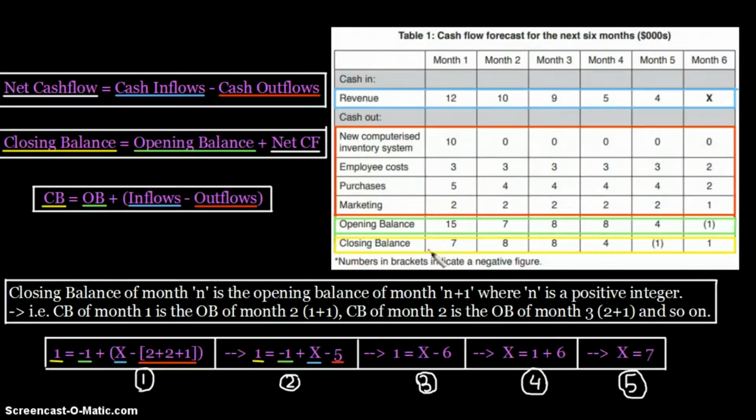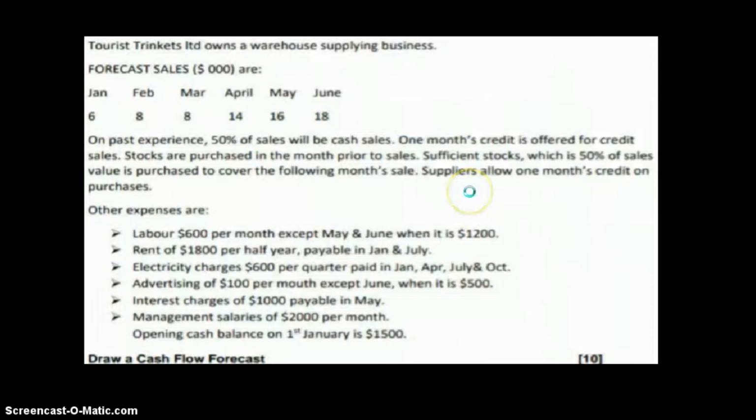Previously, we talked about some cash flow forecasts like this, where we calculated X. We looked at an example. So today, let's look at how we can construct a cash flow forecast from scratch.